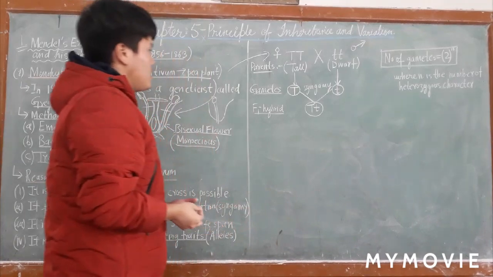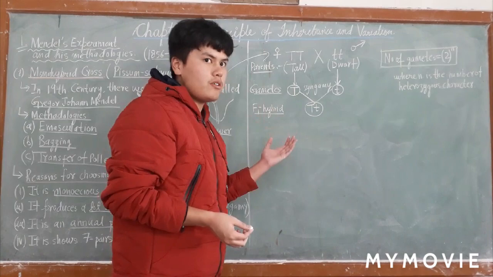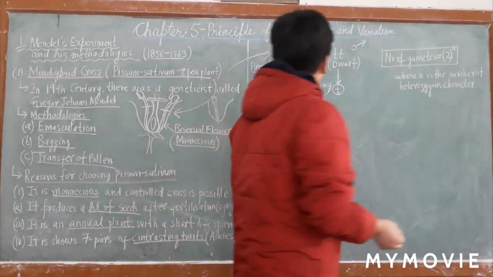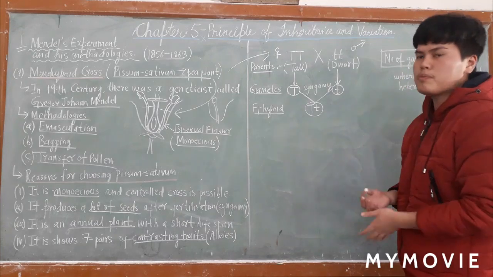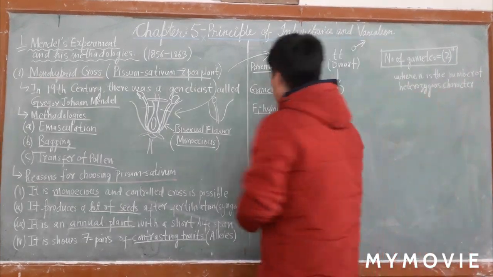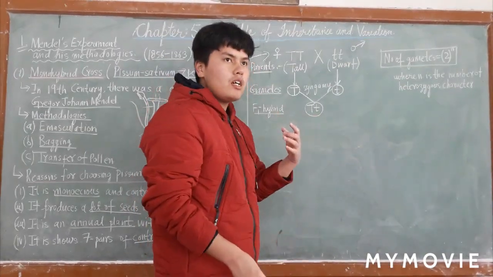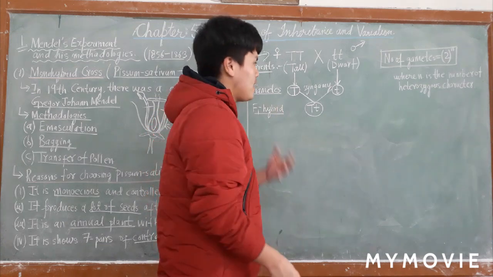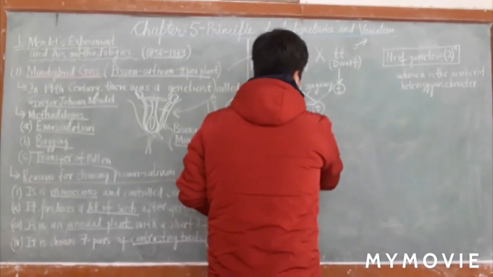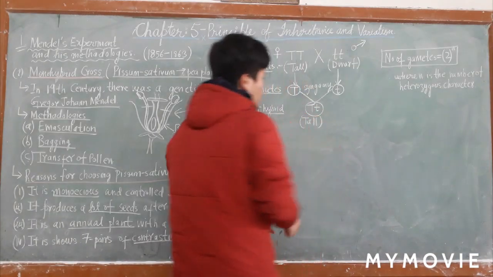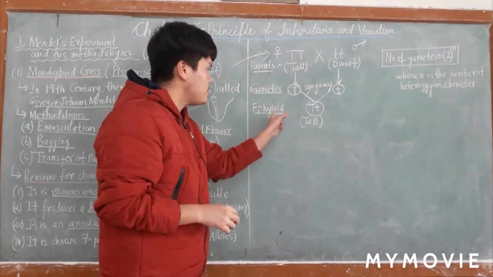F1 hybrid. Now this was exactly what Mendel also got to see: in the first generation, all the offspring were tall. Okay, this is your genotype. Genotype means the composition of genes. Now phenotype is your expressed character, physically expressed, which is tall. So in the first generation, 100% tall, but not pure tall, hybrid tall.